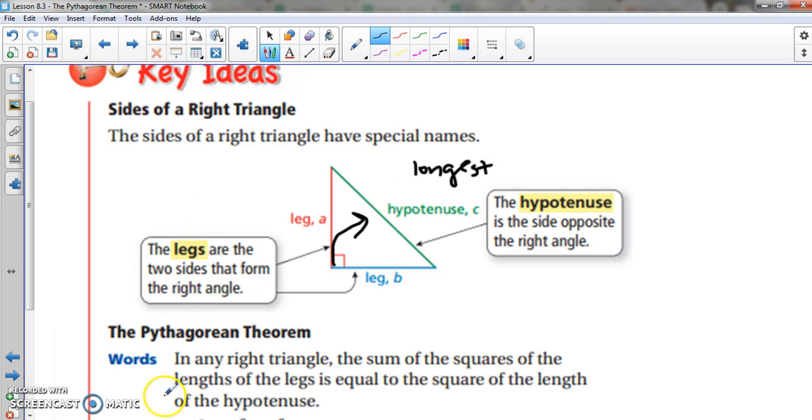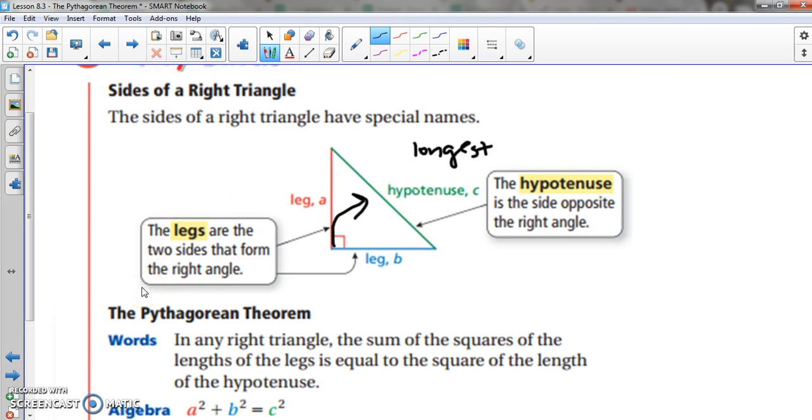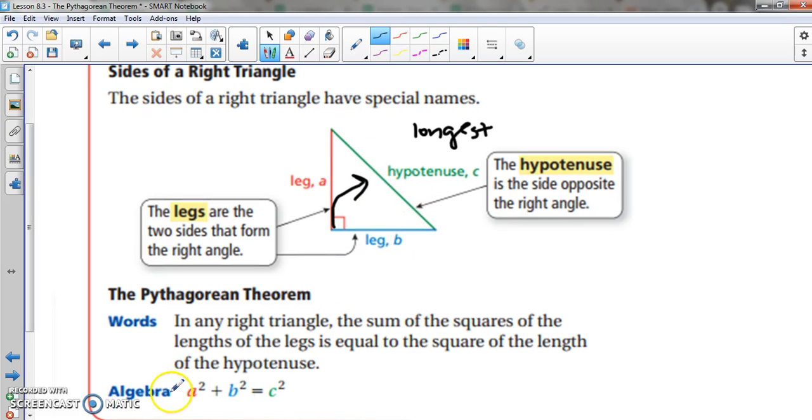How the Pythagorean theorem works in words, it says in any right triangle, the sum of the squares of the lengths of the legs is equal to the square of the length of the hypotenuse. So in basic formula terms, we've got a squared plus b squared equals c squared. You can interchange the two legs, so the two shorter sides of the right triangle, as much as you want, but the longest side has to be all by itself on the side of the equal sign. So a squared and b squared, these are the legs. C squared is your hypotenuse.